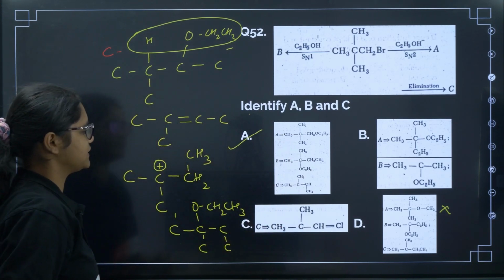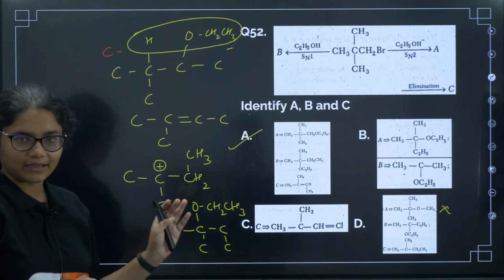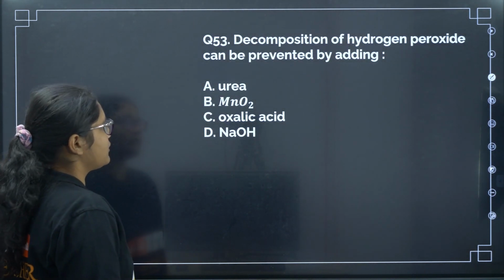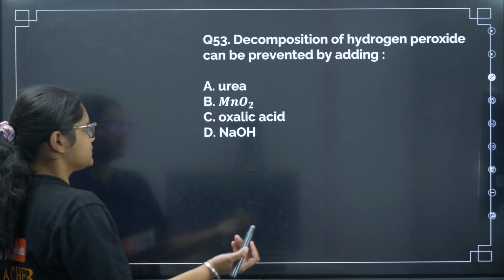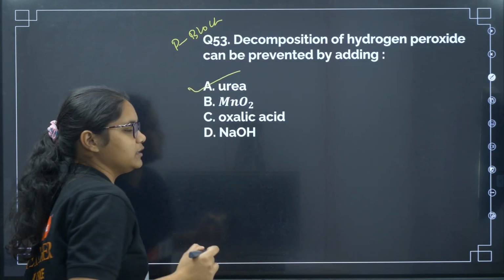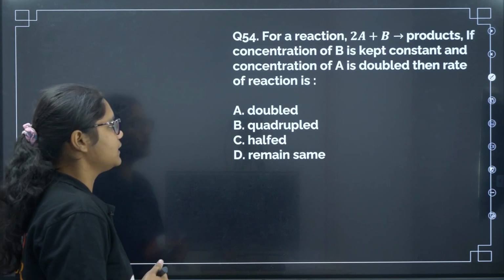Okay, all the products are the same here. So the options may be like this, but you can just prepare the mechanism and identify the products. Next, decomposition of hydrogen peroxide can be prevented by adding. So this question is again from your p-block oxygen family. So you can remember, by adding urea, we can stop the decomposition of H2O2. Correct answer is option number A.